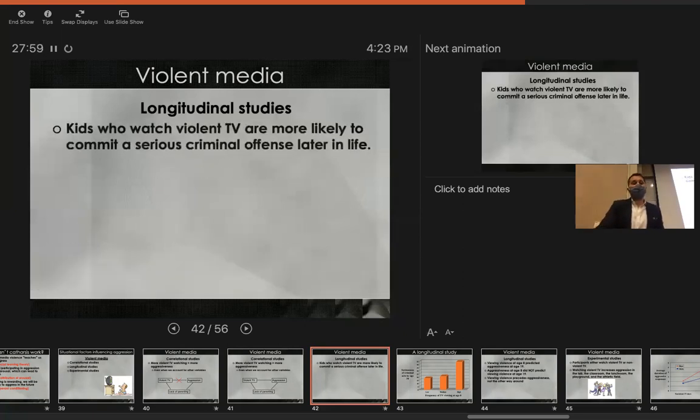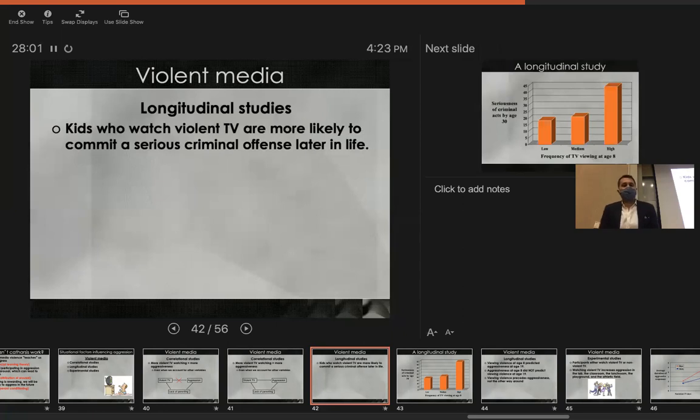When they conduct these studies, what some researchers have shown is that if you take a bunch of kids and you divide them up into how much violent TV they watch as a kid, as a child, you can use that to predict how violent or aggressive they're going to be later on in life as an adult. And there's a relationship here.